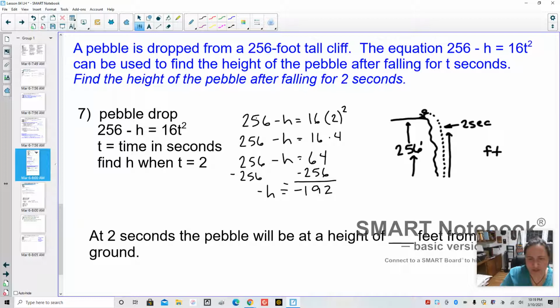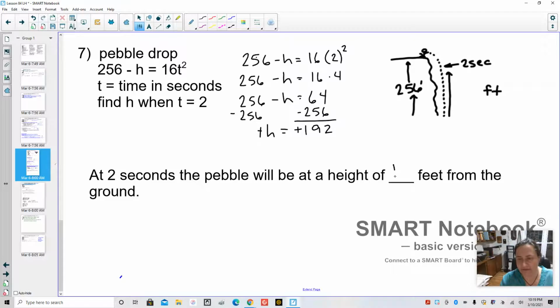Sorry about that. Okay. There we go. And then I could either divide by a negative 1, or if it's me, I'm just going to switch both signs. As long as I switch all the signs on both sides, I haven't changed the equation. So at 2 seconds, the pebble will be at a height of 192 feet from the ground. Please remember that most word problems should be answered in words, right?